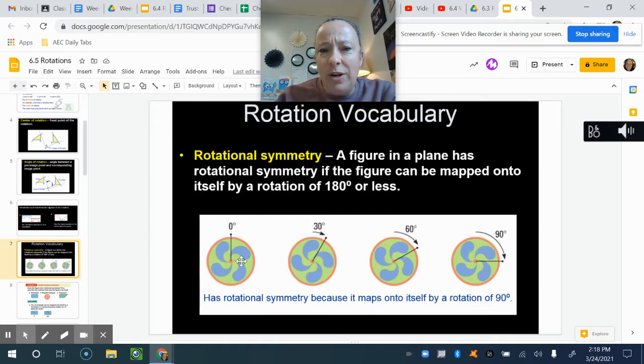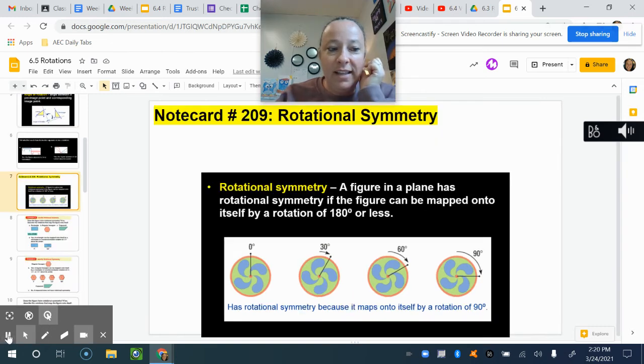Rotational symmetry, just want to throw this in here real quick, is in a figure in a plane, so a flat figure, has rotational symmetry if the figure can be mapped onto itself by a rotation of 180 degrees or less. You know what? I am going to make this a note card. Hold on. Yeah, I decided I did want to make that a note card because that is fairly important to know if something has rotational symmetry.